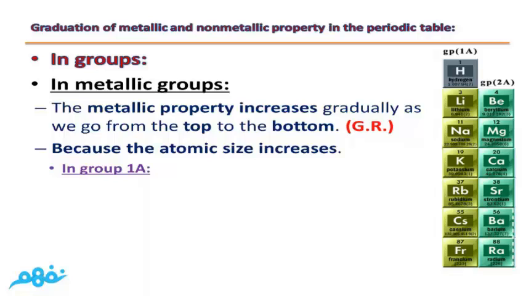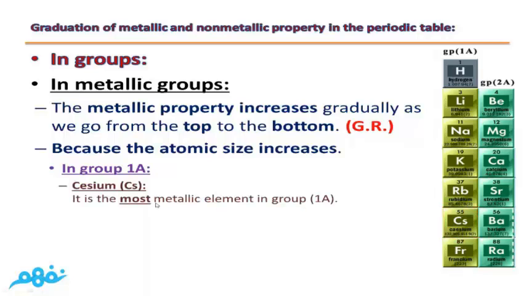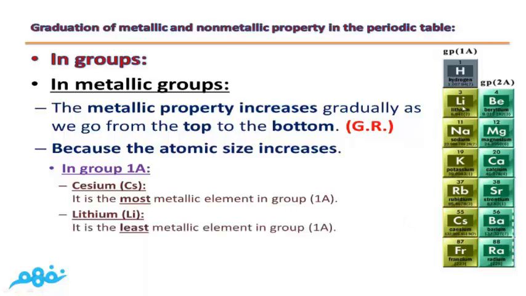For example, in group 1A, cesium is considered the most metallic element in group 1A, while lithium is considered the least metallic element in group 1A.